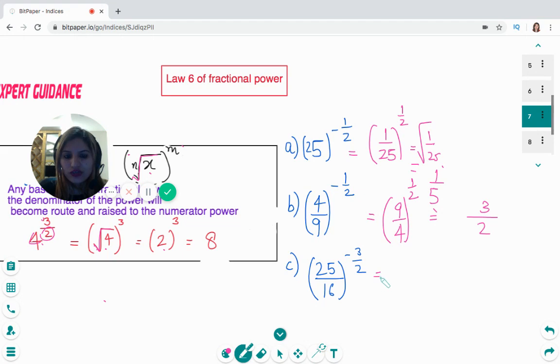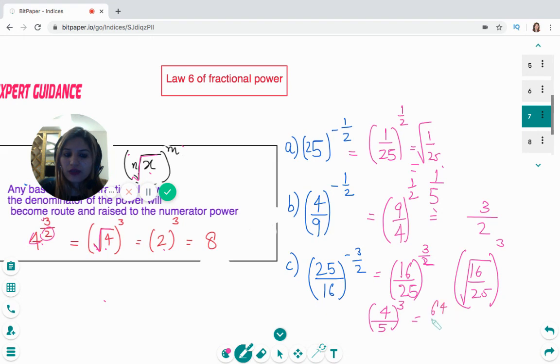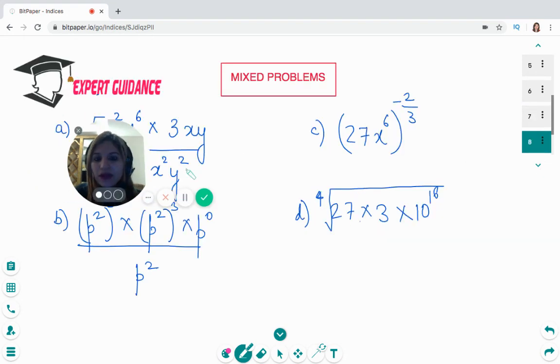For the last question, we'll first make it a positive power. So we'll do 16 over 25. The power is 3 over 2. Remember, the denominator of the power goes as a root, and then it will all be raised to 3. So 16 root is 4, 25 root is 5, and then this is all to the power 3. So this is 64 over 125, the answer. Okay, so I hope this law of fractional power is clear to you.